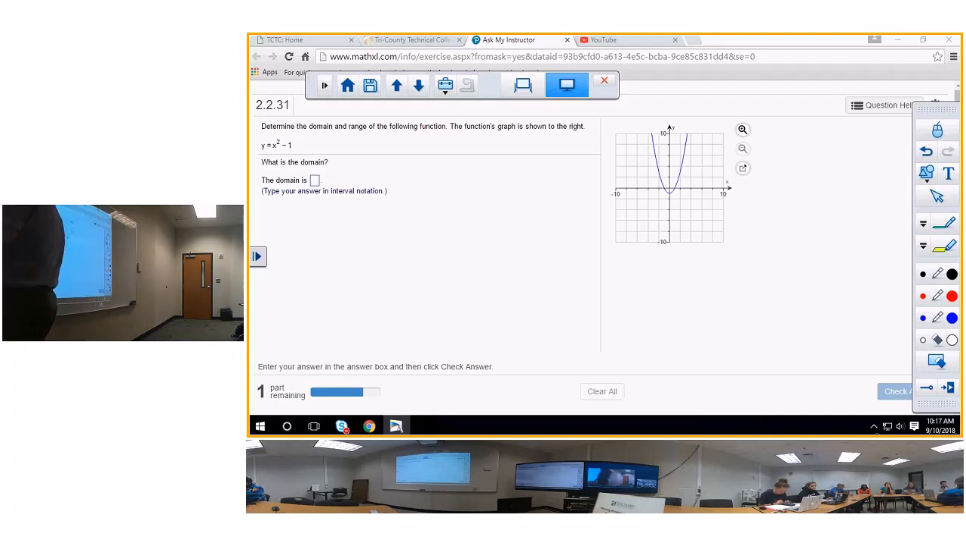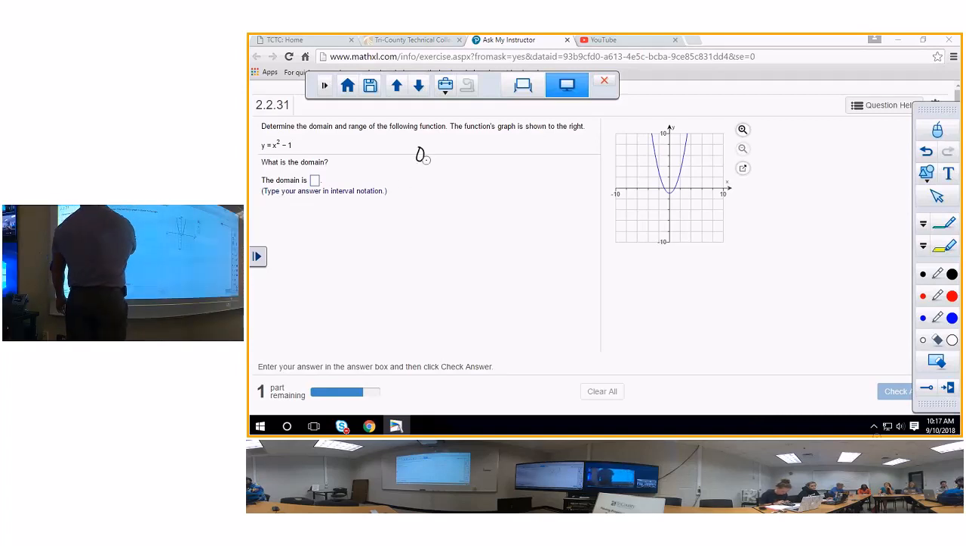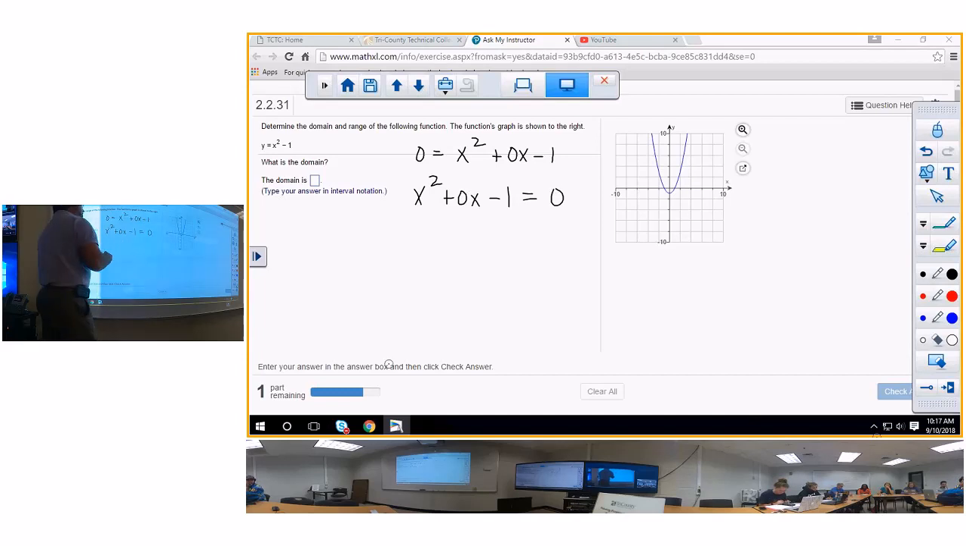I'm going to set it equal to 0. 0 is equal to x squared. I don't have an x term here, but we can put 0x minus 1. I'm going to move it around: x squared plus 0x minus 1 is equal to 0. Now, complete the square. What's the first step? Move what? The 1 to the right side of the equal sign. x squared plus 0x plus blank is equal to 1 plus blank. Half of 0 is what?